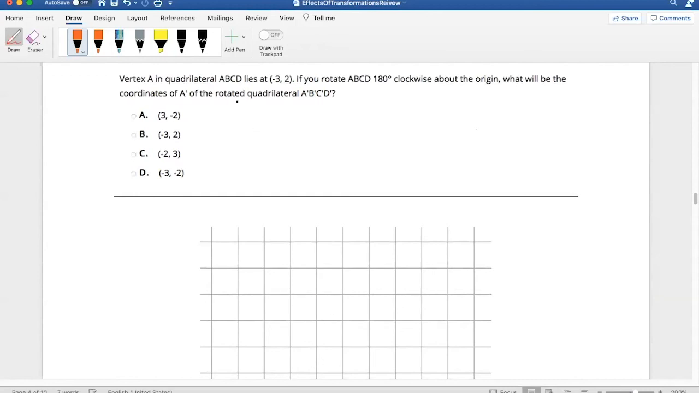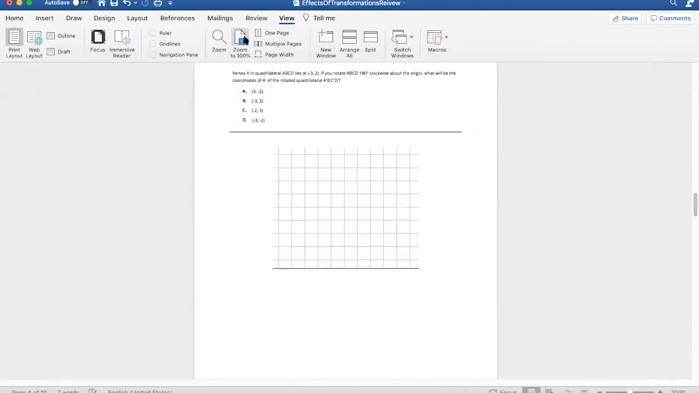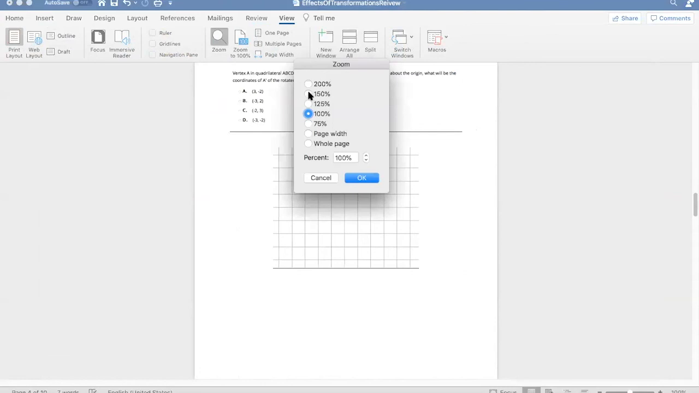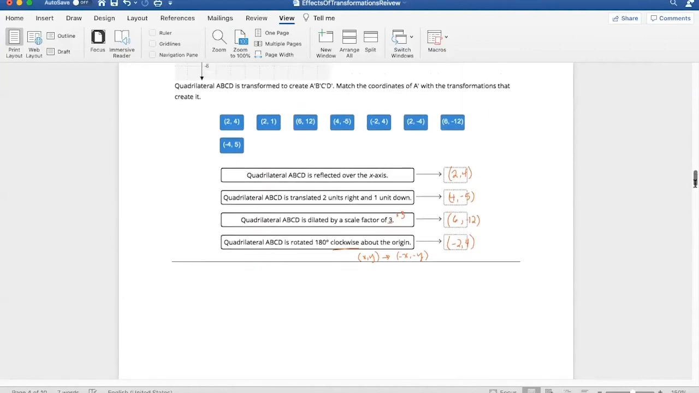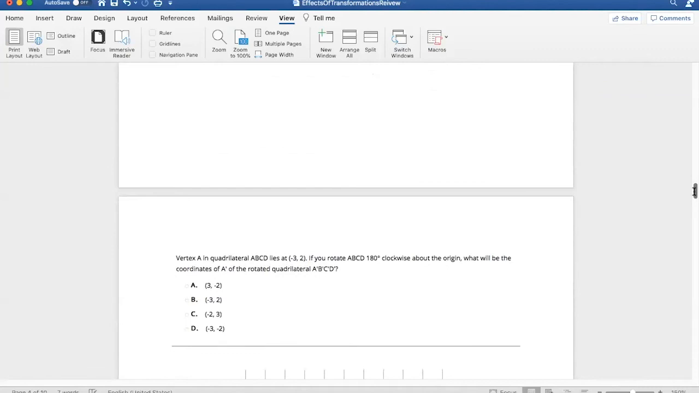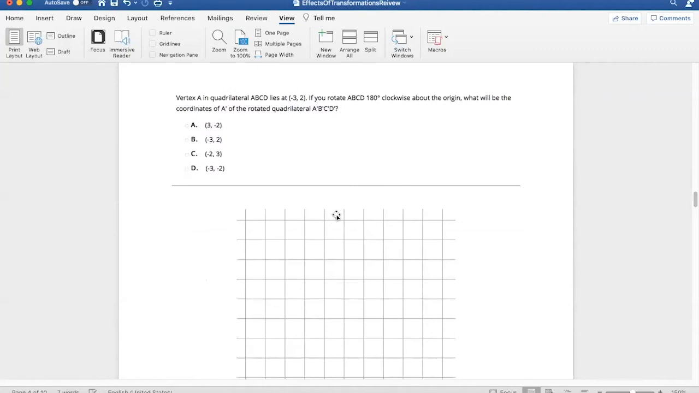All right, let's take a look. I may need to zoom this one. Zoom out just a little bit so we can see everything in one picture here. So it says vertex A in the quadrilateral lies at -3, 2. If you rotate it 180 degrees clockwise around the origin, what will be the coordinates of A prime?